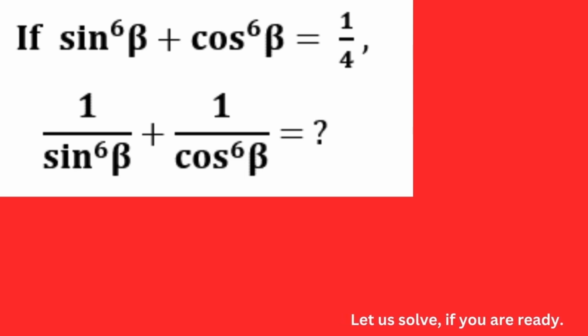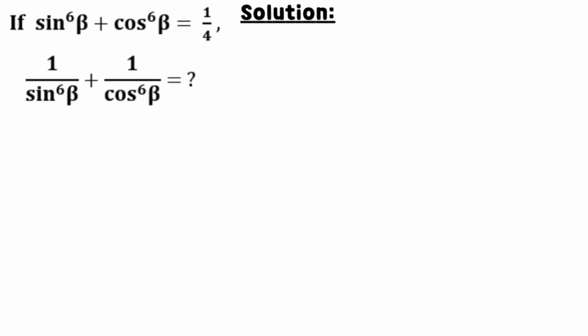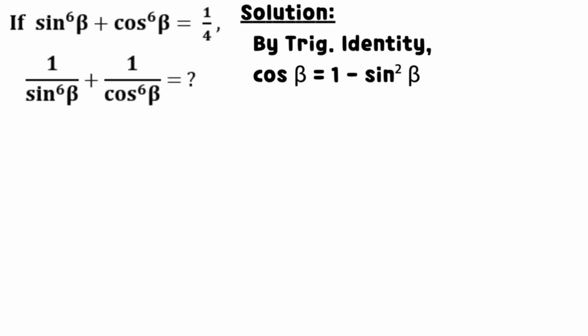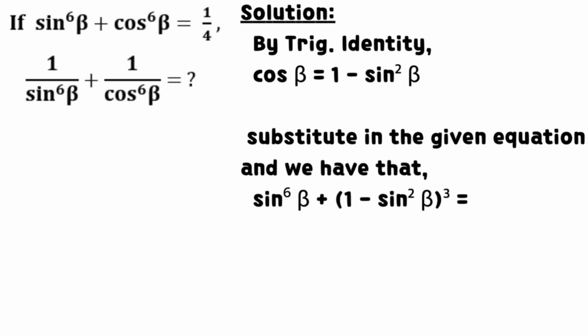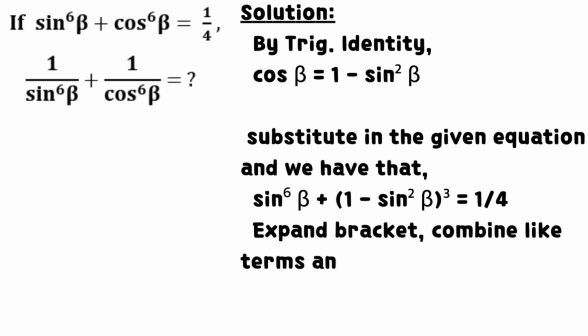What is the value of the sum of the reciprocal of sine beta to the power of 6 and the reciprocal of cosine beta to the power of 6? By trigonometric identity, cosine squared beta equals 1 minus the square of sine beta. Substitute in the given equation, and we have that the sum of sine beta to the power of 6 and the cube of 1 minus the square of sine beta equals 1 divided by 4. Expand the bracket, combine like terms and simplify.